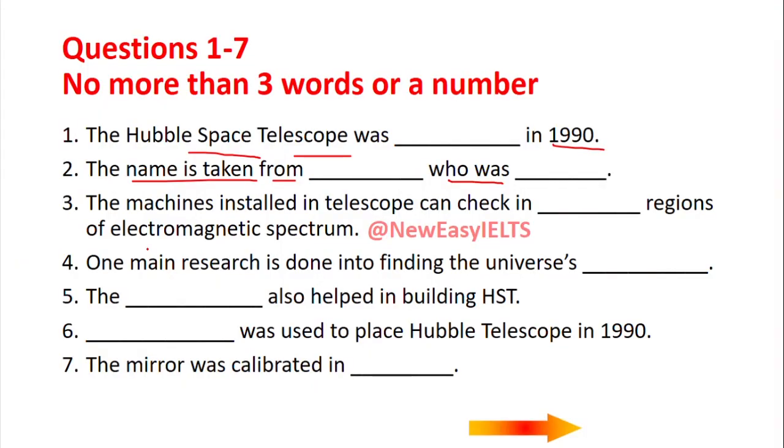Okay, now the third question. The machines installed in telescope can check in dash regions of electromagnetic spectrum.